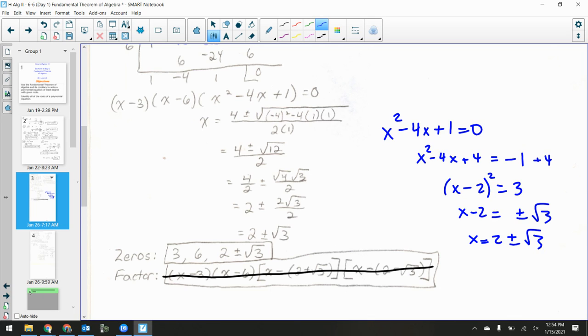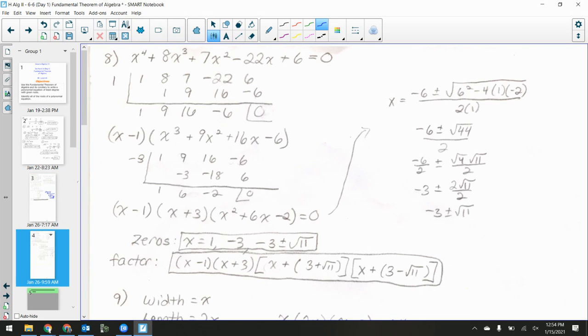The first one is 2 plus radical 3, which is just a decimal, right? Radical 3 is just a little under 2, like 1.8 or something like that. And so it's like 2 plus 1.8, 2 minus 1.8. All right, here's 8. Again, don't worry about the factor part. Just the zeros are fine.